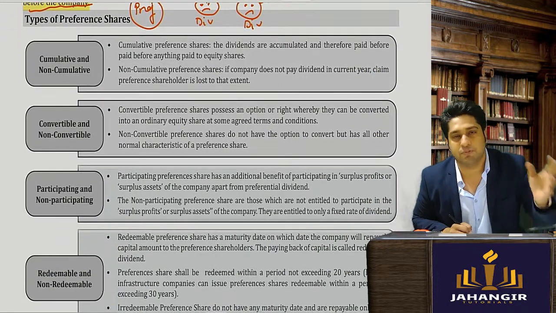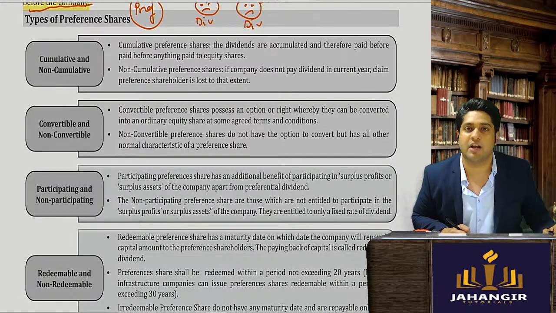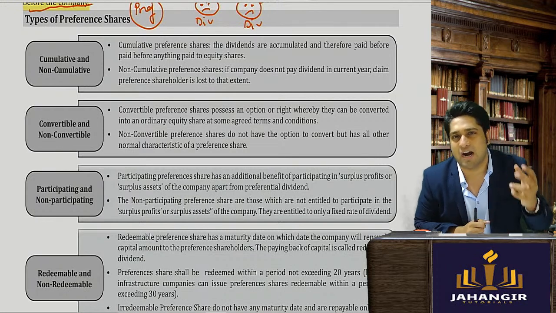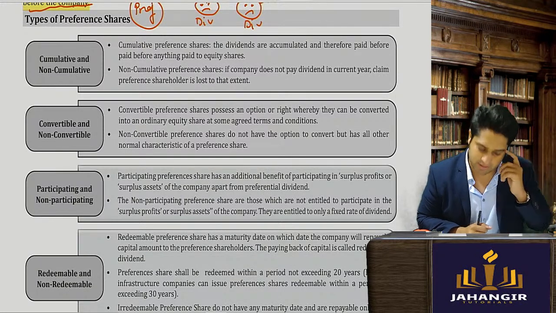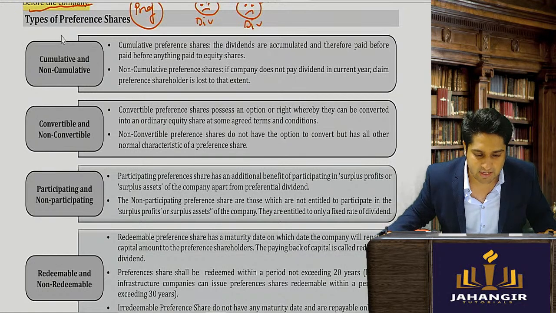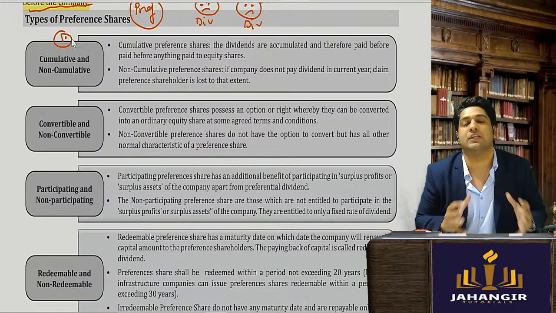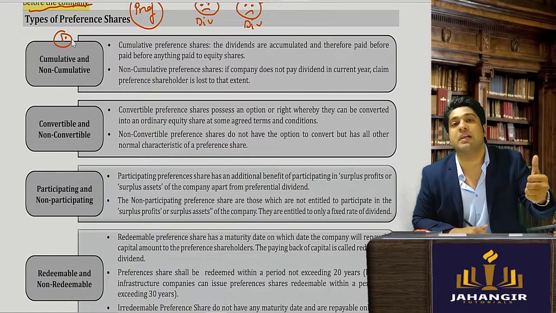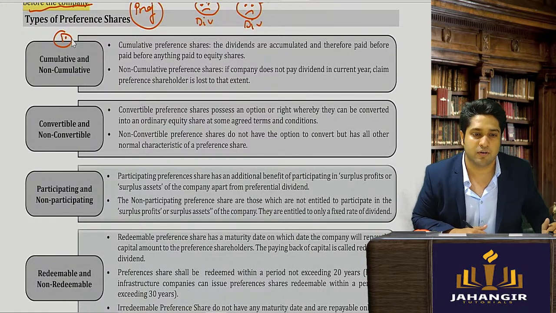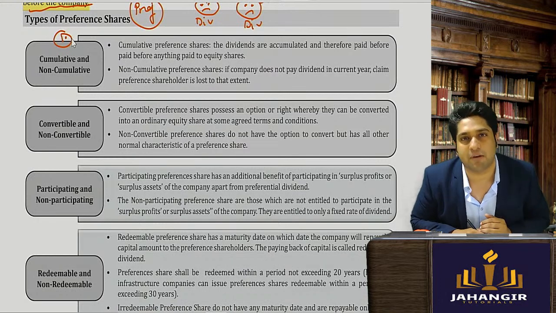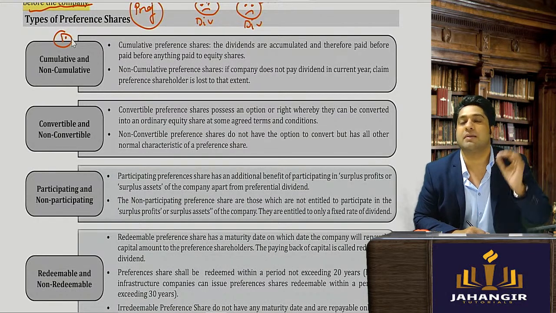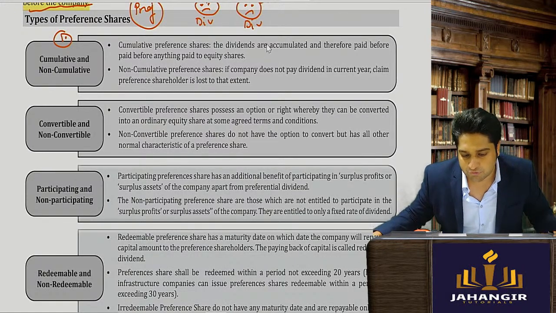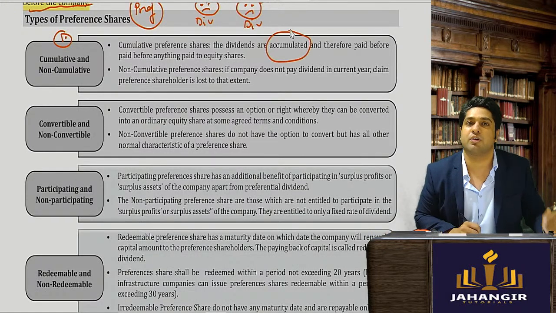Now we're going to see types of preference shares. Again, this is not that important, obviously it won't come in the exam, but let's understand what kinds of preference shares there are. Preference shares, based on accumulation, are divided into cumulative and non-cumulative. Now what do you mean by cumulative preference shares? Remember, whenever I say the word cumulative, it comes from the word accumulate.